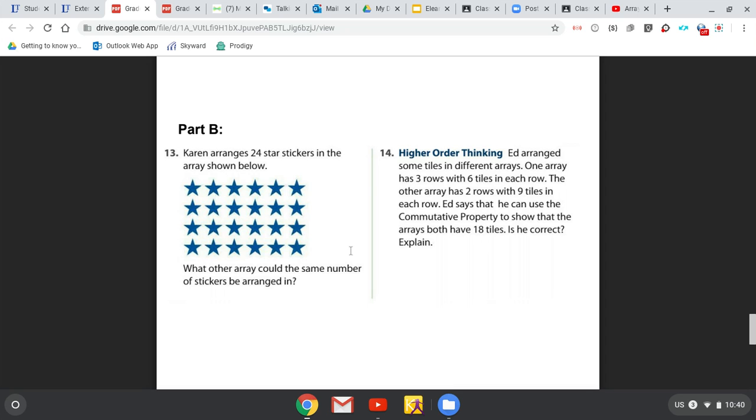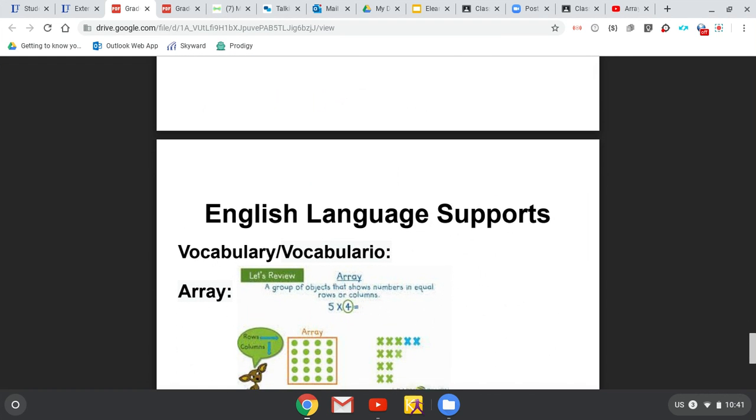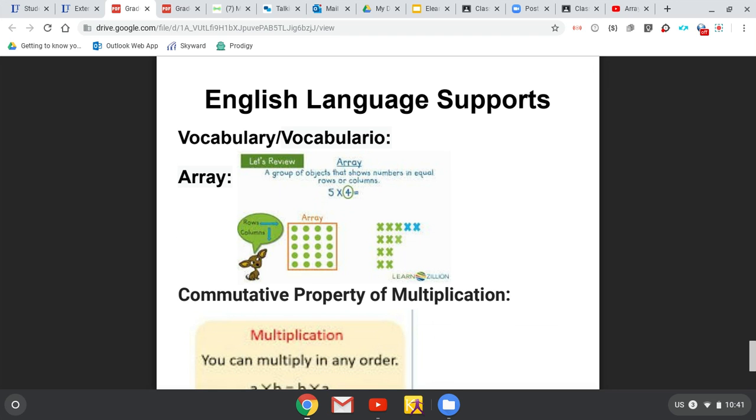Problem 14 is higher order thinking. This is going to be a tricky one. Ed arranged some tiles in different arrays. One array has 3 rows with 6 tiles in each row. The other array has 2 rows with 9 tiles in each row. Ed says that he can use the commutative property to show the arrays both have 18 tiles. Is he correct? Explain. Again, you have a little video from Mrs. Renollet to help you with arrays, and you also have some supports here. Here's a picture of an array.